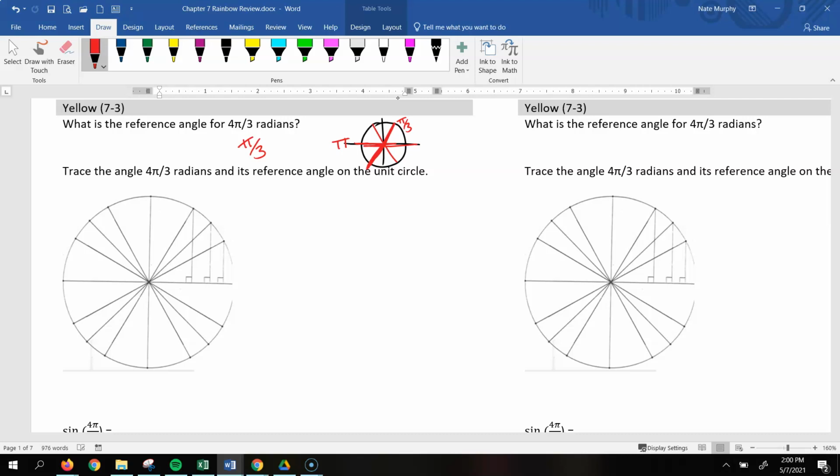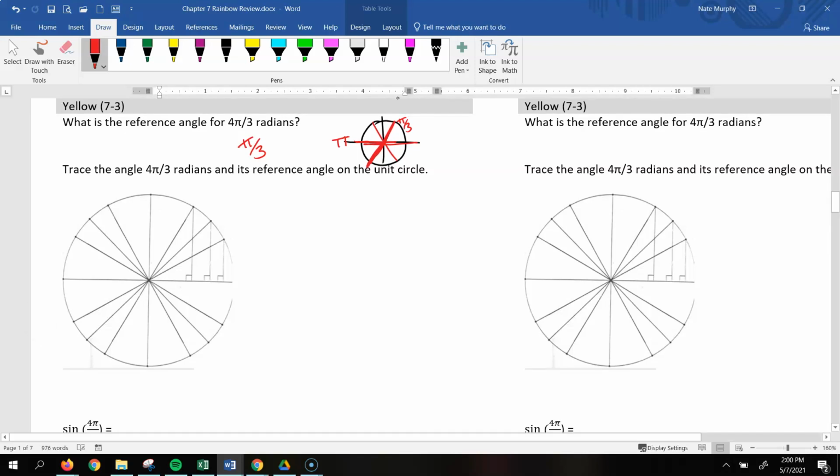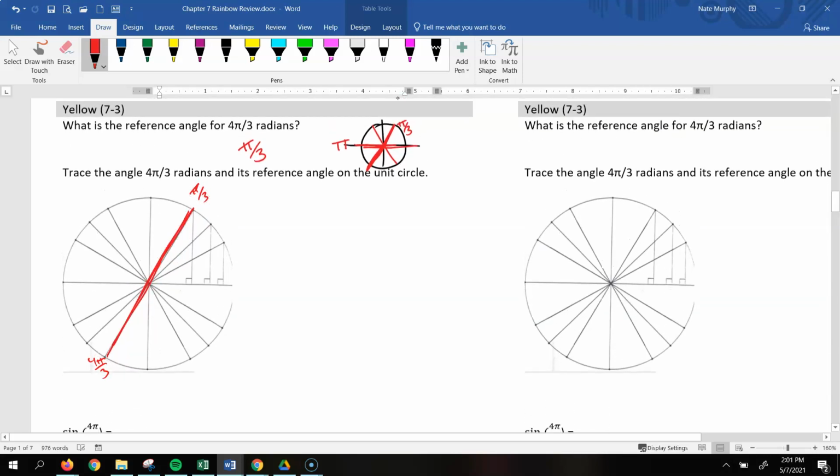So it says in this next part, trace the 4 pi over 3 radians and its reference angle on the unit circle. So this would be 4 pi over 3 down here in this corner. And this would be its reference angle. So that would be that. And remember, this will help us to answer the next question.